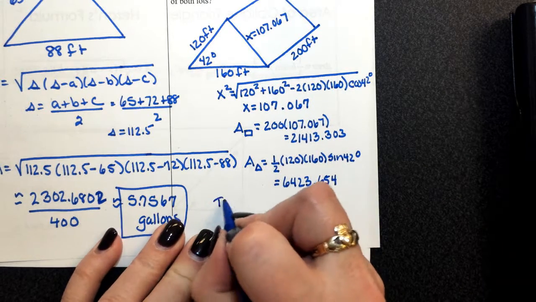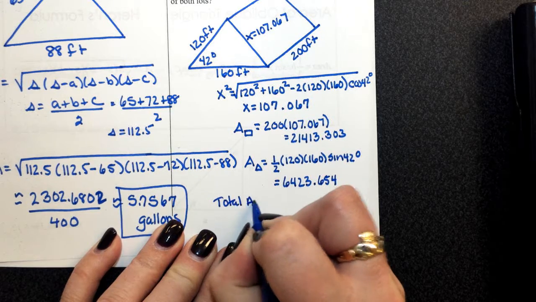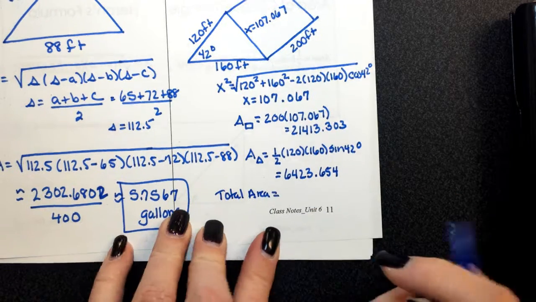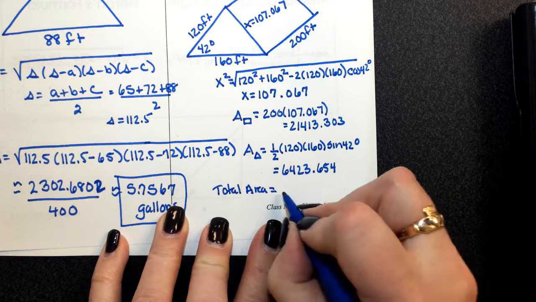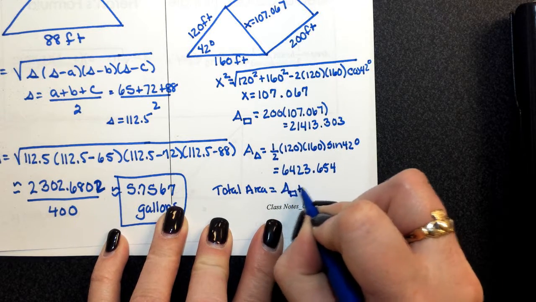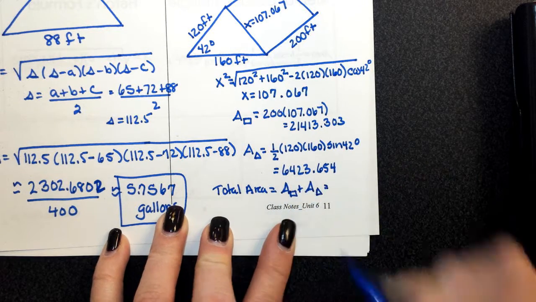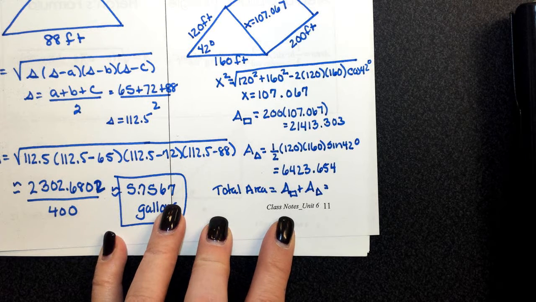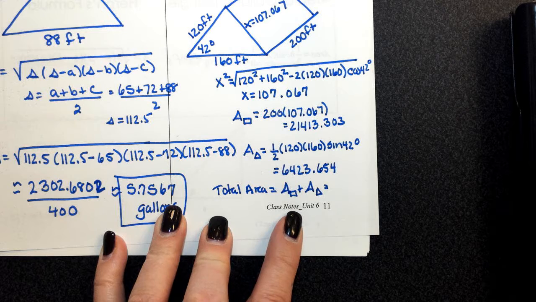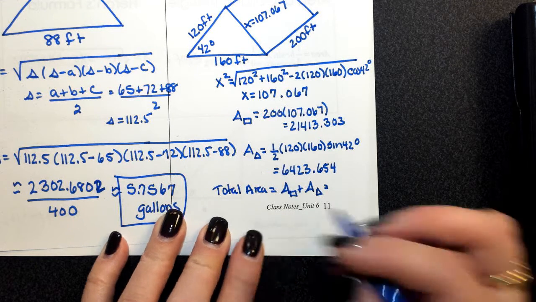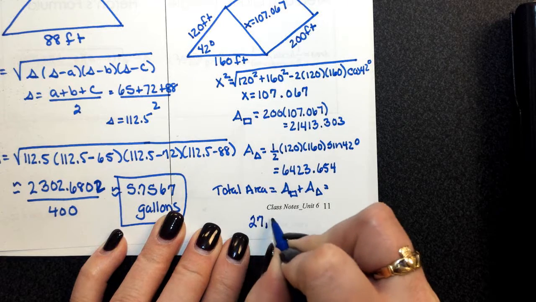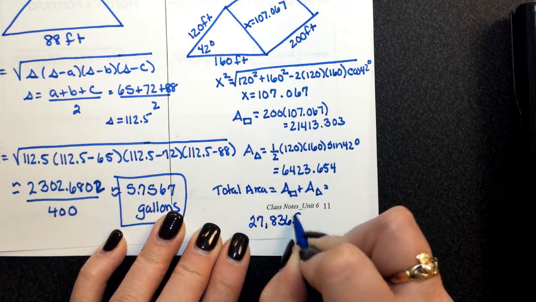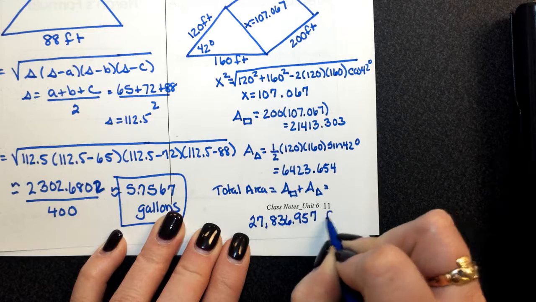So to find the total area, because the question's asking you the total area of both lots, I'm going to add the area of the rectangle plus the area of the triangle together. And that gives me a total area of 27,836.957 feet squared.